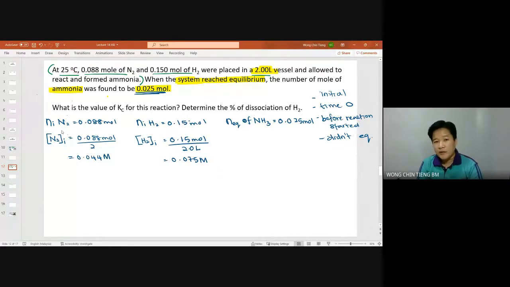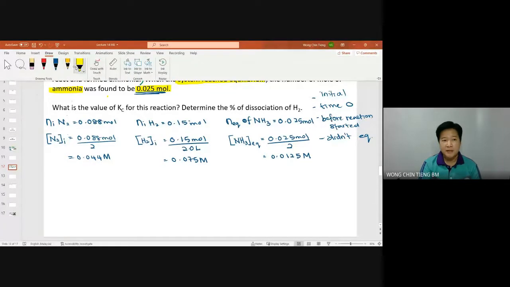Okay. Over here, concentration ammonia is an NH3. It's an equilibrium. So equilibrium over here, 0.025 mole divided by 2. So you have your 0.0125 molar. Setakat ni, ada isu? Tak ada.